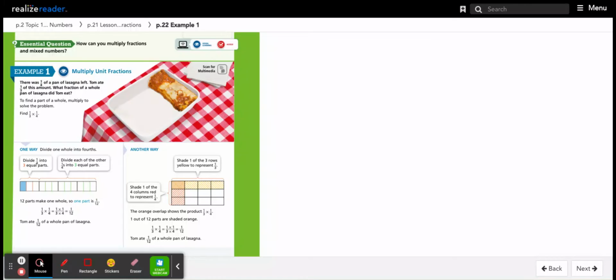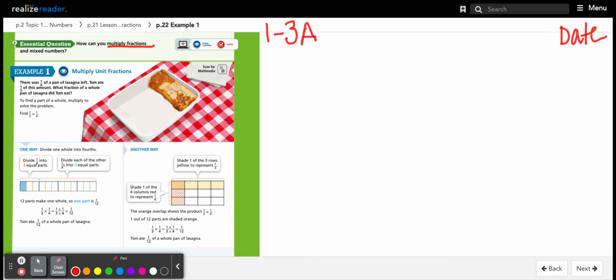Please open up your workbook to page 22 and open up your notebook to the next blank page. Let's start by writing the date on the top of your notebook page. And this is lesson 1-3A. We are going to be multiplying fractions. So let's start by looking at example 1 here, multiplying unit fractions.